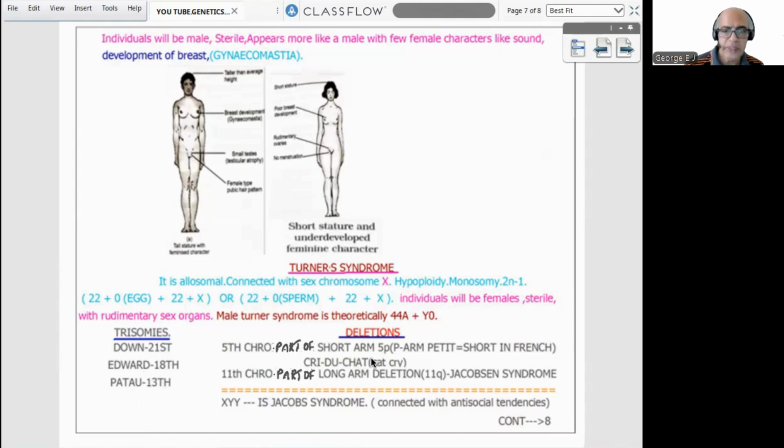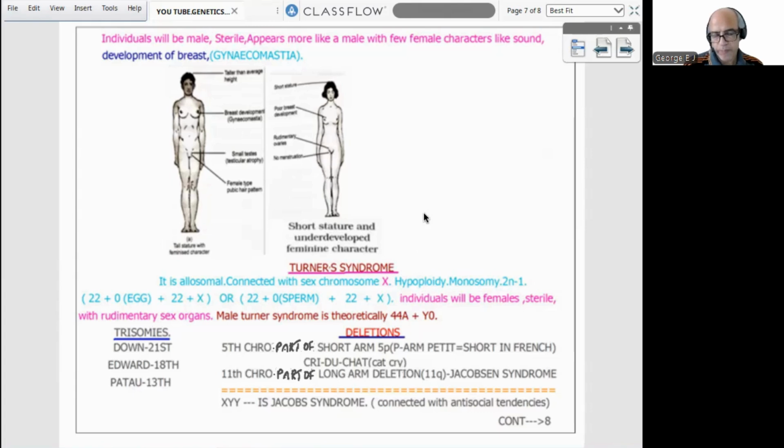Now 2 famous deletions. 5th chromosome, part of the short arm, 5p. P means petit. Petit in French means short. So in the 5th chromosome, part of the short arm, 5p, is deleted. It causes cri-du-chat syndrome, cat cry. Similarly, 11th chromosome, part of the long arm deleted, 11q. It causes Jacobsen syndrome.